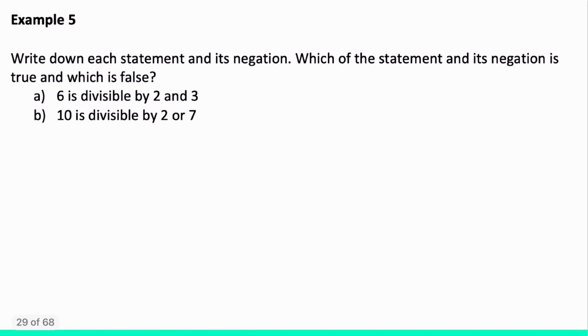Let's go ahead and practice this concept. So write down each statement and its negation, which of them is going to be true and which of them is false. So let's look at this first one here. 6 is divisible by 2 and 3. We know this is true. Both 2 and 3 go into 6.